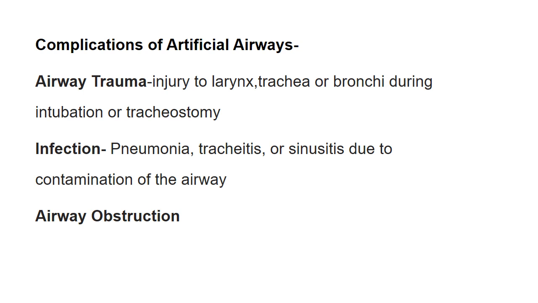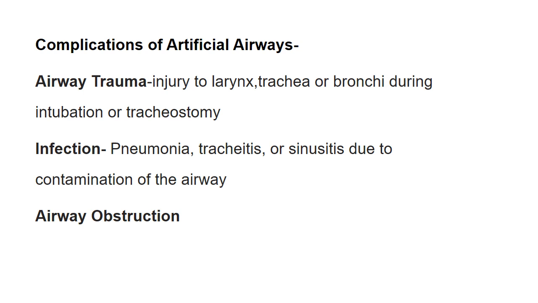Complications of artificial airway. When we put in an airway, it carries certain complications, like injury to the larynx. It may cause injury to the trachea or bronchi during intubation or tracheostomy. Very important, be very careful. Infection: when we keep an endotracheal tube for a long time, it carries the risk of infection like pneumonia, tracheitis, or sinusitis due to contamination of the airway.